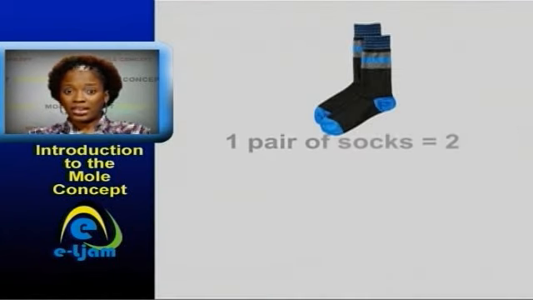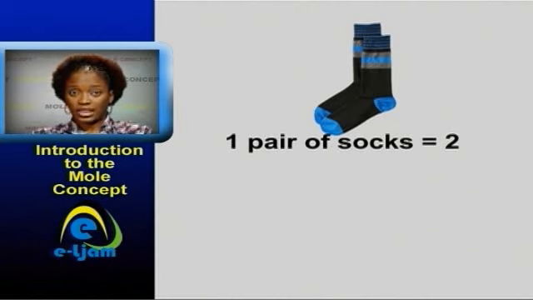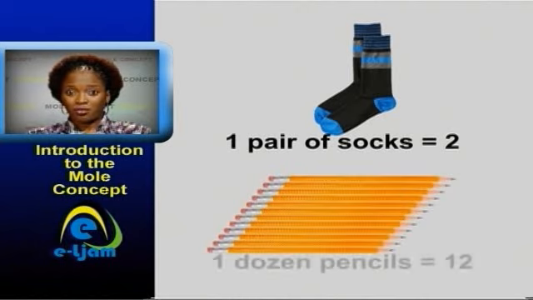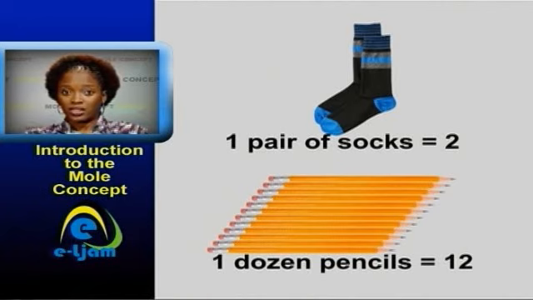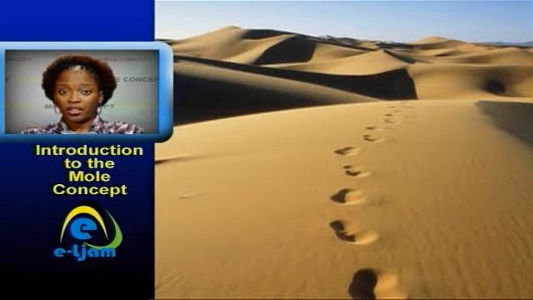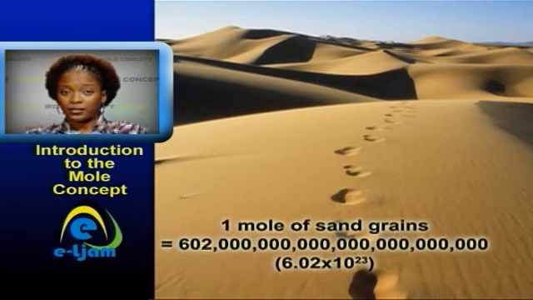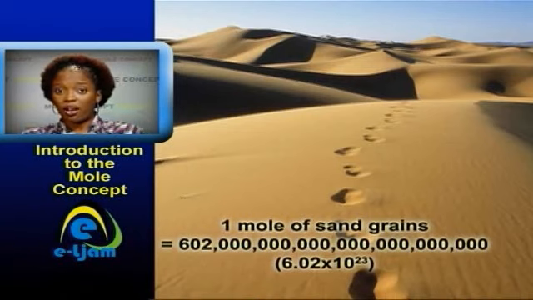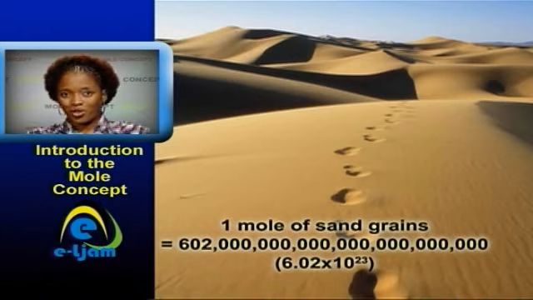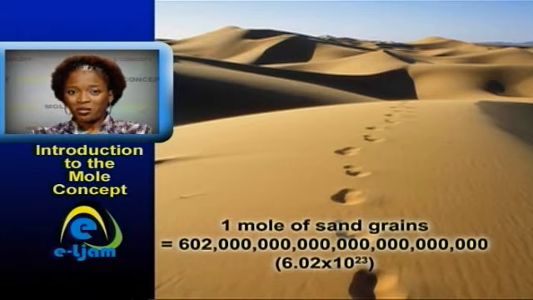Just as a pair of any item means 2 of those items, a dozen of any object means 12 of those objects. So a mole of any object means 6.0221 times 10 to the 23 objects, if you are able to count them. Now you may ask, why such a huge number?